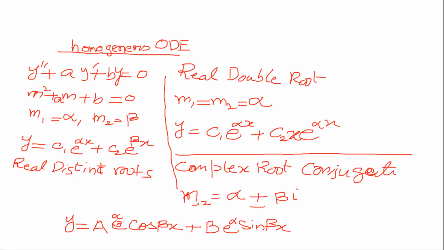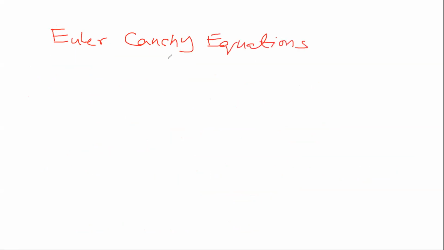Okay, so with that, we also discussed the Euler Cauchy equation. So let me add another whiteboard over here. So we discussed the Euler Cauchy equations. The Euler Cauchy equation was of the form something like this.